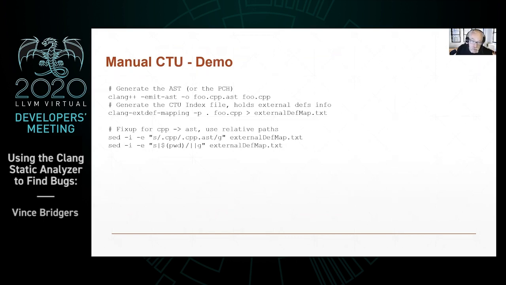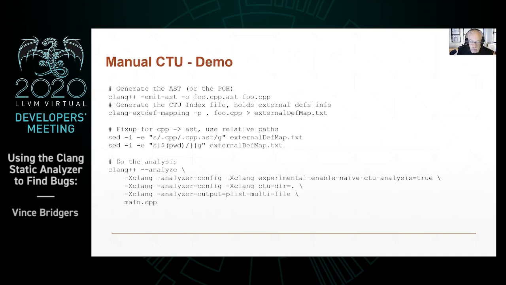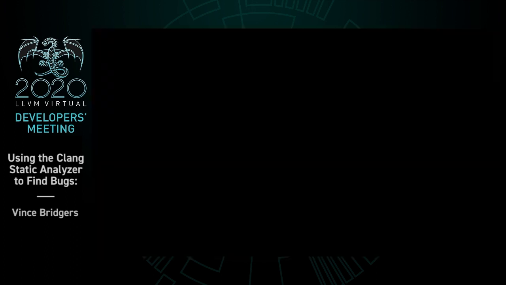In this particular manual case, we have to fix up the external mappings file in order to use relative paths rather than absolute paths. This is something that can be taken care of behind the scenes by automation. And then we do the analysis. We can see that we specify an analysis. We set up the analyzer to use CTU by telling it to turn on CTU analysis and where the CTU directory is, and that we want to output files in a plist multi-file format.